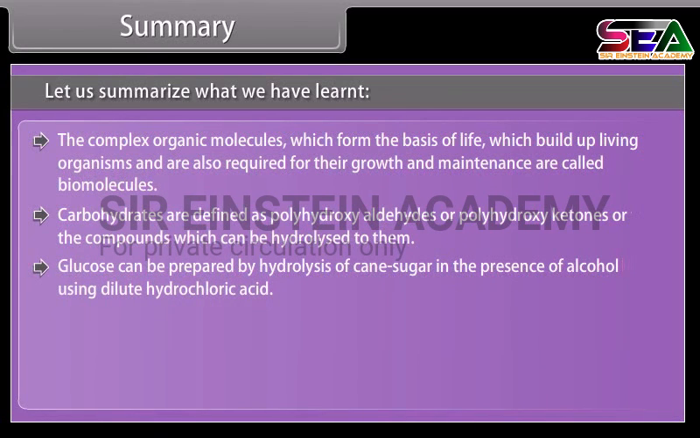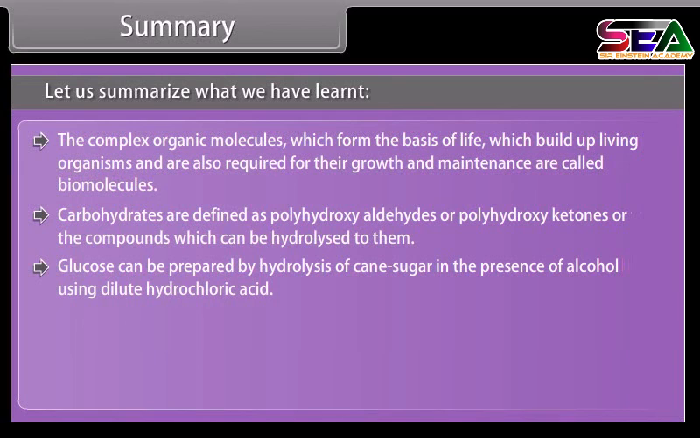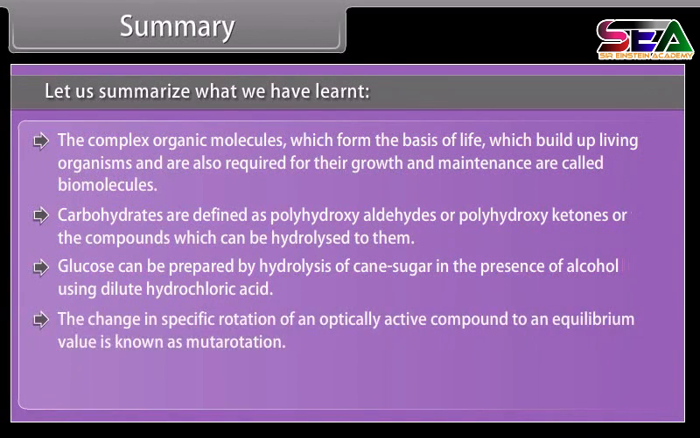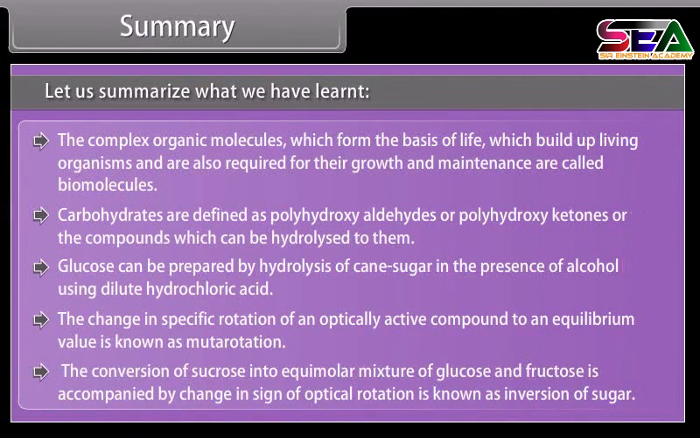Glucose can be prepared by hydrolysis of cane sugar in the presence of alcohol using dilute hydrochloric acid. The change in specific rotation of an optically active compound to an equilibrium value is known as mutarotation. The conversion of sucrose into equimolar mixture of glucose and fructose is accompanied by change in sign of optical rotation, is known as inversion of sugar.